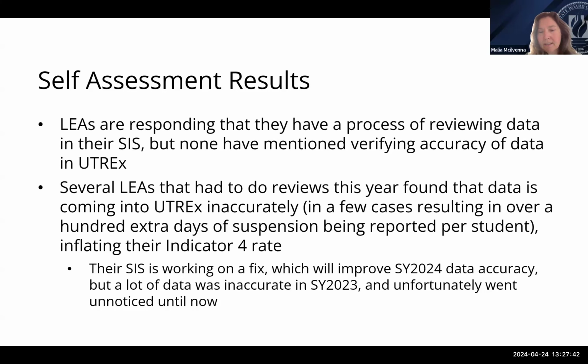And so it inflated their indicator 4 rate, and it inflated the state's indicator 4 rate. It was all with the way one particular SIS system was submitting the data to UTREX. So we identified the problem, and it's being fixed. Hopefully we won't see it again. Hopefully it's fixed now and 2024 data will be more accurate. But how do we know? We need people looking at their data.